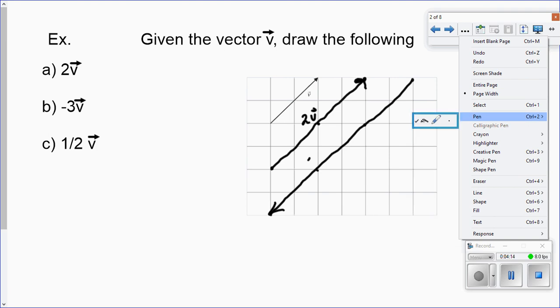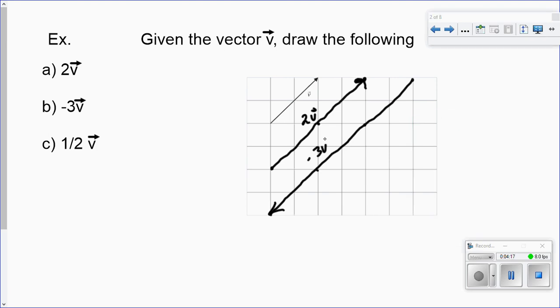That's negative 3v. Notice that I put the arrow on the other end. And a half v. Okay, I think I've got space down here. I'm going to look to my original question. That's multiplied by a factor of a half, and that would be about there. Okay, about there, basically. So I'm going to start here and go to here.